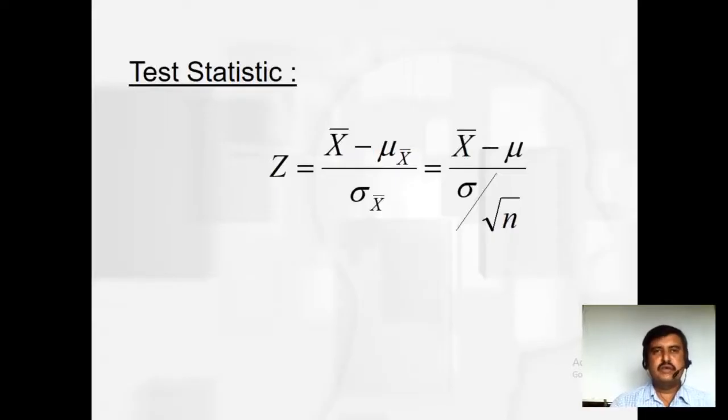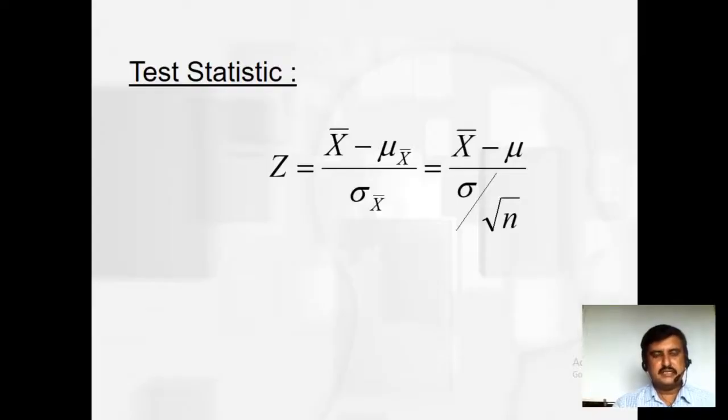Okay. Then one more step, test statistic. Test statistic is (x bar minus mu) divided by (sigma by root n). What is x bar here? Sample mean. What is mu here? Population mean. What is sigma here? Standard deviation. What is n here?